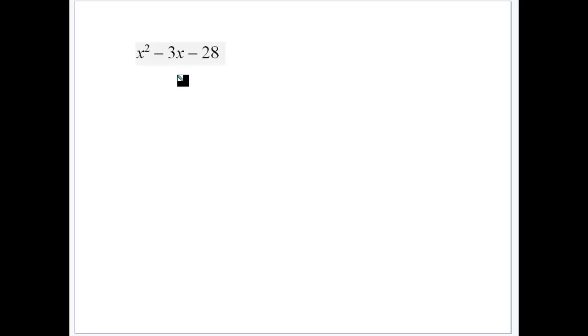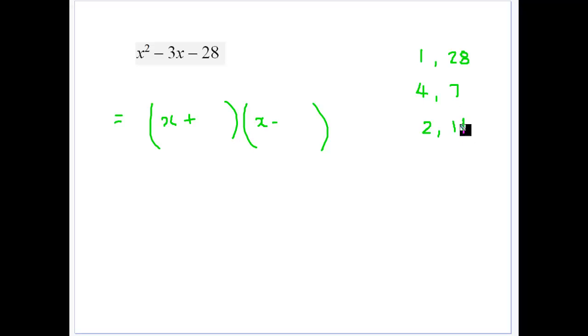This time, a little bit harder, because we've got minus 28 and a minus 3. So hopefully, again, we're looking and going, well, if it's going to multiply to give you a negative, one's going to be positive, one's going to be negative. So we've got that situation. What two numbers multiply to give us 28? Our combinations: 1 and 28 obviously, 4 and 7, and 2 and 14. And so there's our factors of 28.